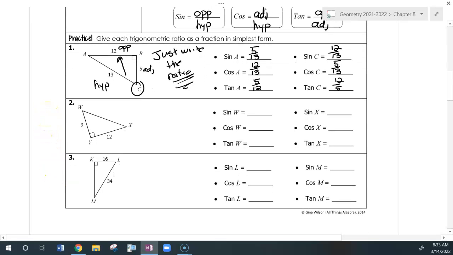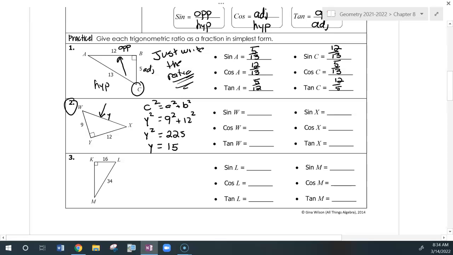Now, what if I give you something like number 2? I didn't give you the value of the hypotenuse, so you're going to have to sort that out. Go to Pythagorean theorem, and I'm just going to call this little y. So we know c squared equals a squared plus b squared. Now for c, I have little y, so y squared equals 9 squared plus 12 squared. So y squared is going to be 225, so then y equals 15.